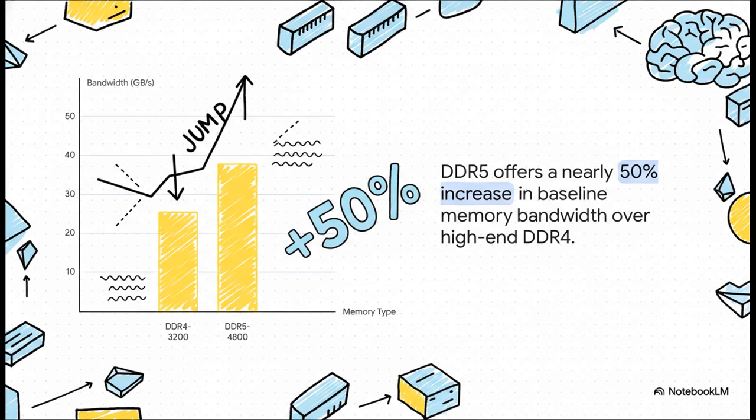Now, this is where things get really interesting, that raw performance jump. Straight out of the gate, a baseline DDR5 module offers about a 50% increase in theoretical bandwidth over a fast DDR4 module. For an AI pipeline that's just starving for data, that is a massive, massive leap.